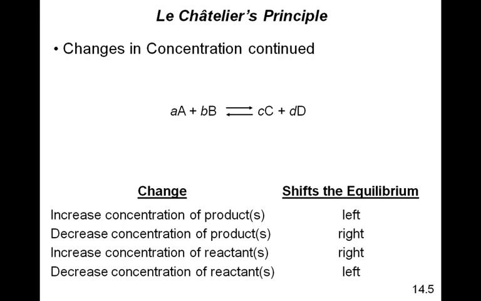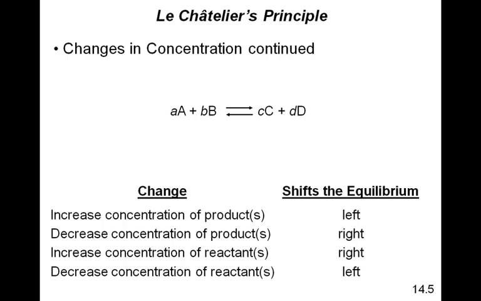And if we decrease the concentration of the product, it's going to shift to the right, making more product to reestablish equilibrium. If we increase the concentration of the reactants, it's going to shift to the right, making more product and reducing the amount of reactants in order to, again, reestablish equilibrium.